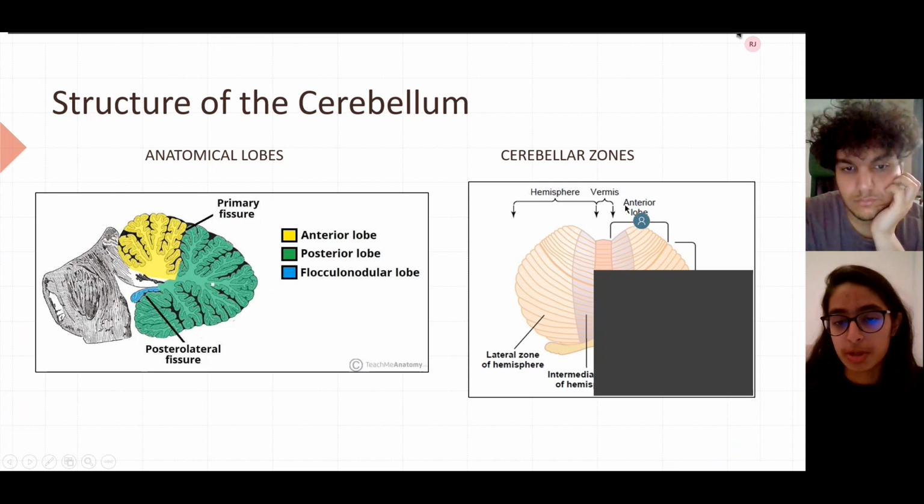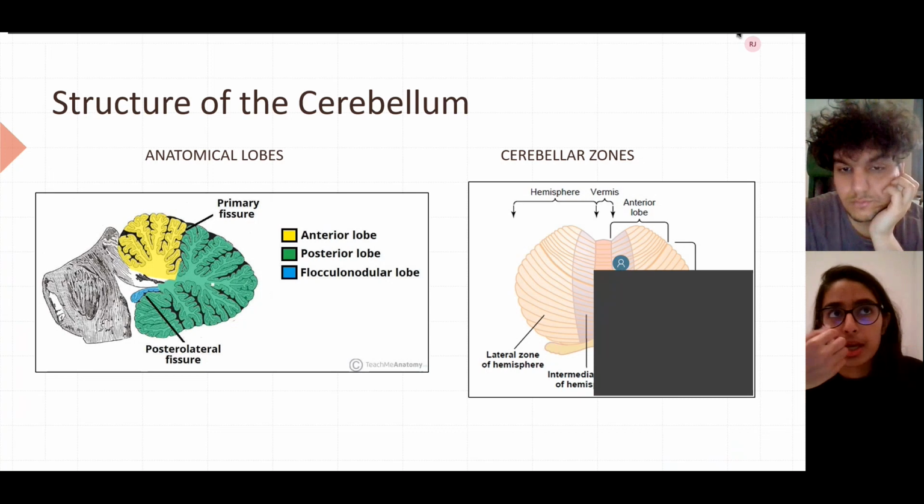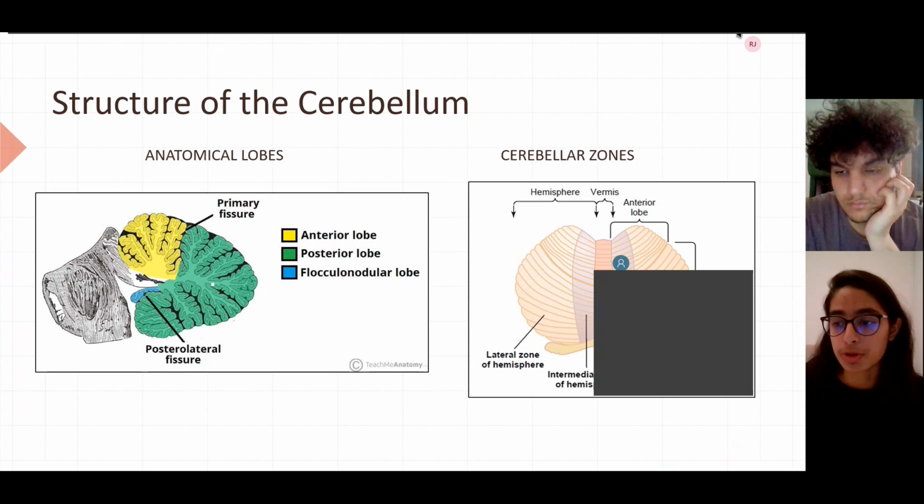We can also divide the cerebellum into three zones, essentially. This central, narrow region over here is called the vermis. The vermis is important because it helps in maintaining balance, and it receives all the input from the axis of the body. So it receives input from your shoulder, neck, thorax, and abdominal muscles, which are the muscles important for maintaining balance. So you can see the correlation over there.